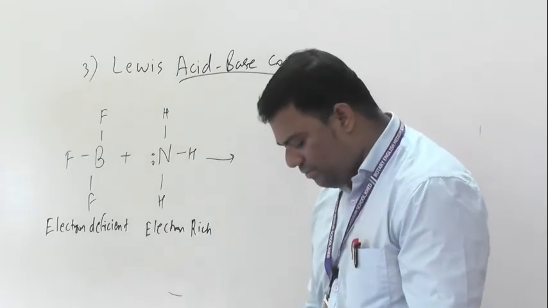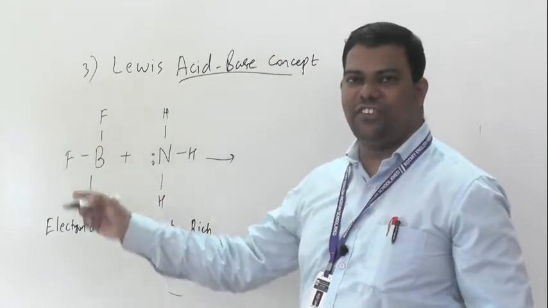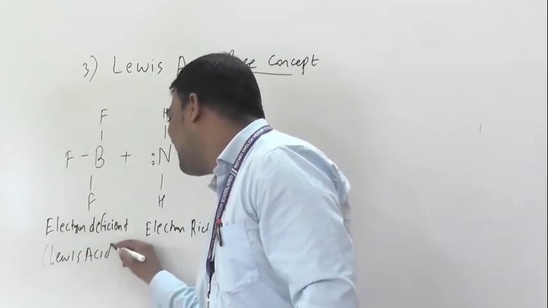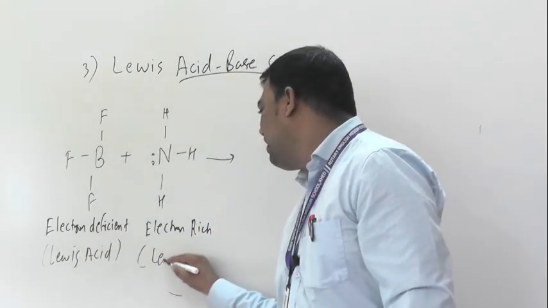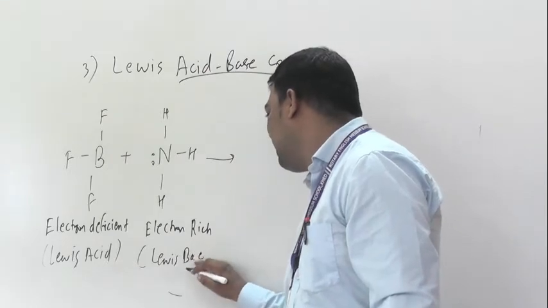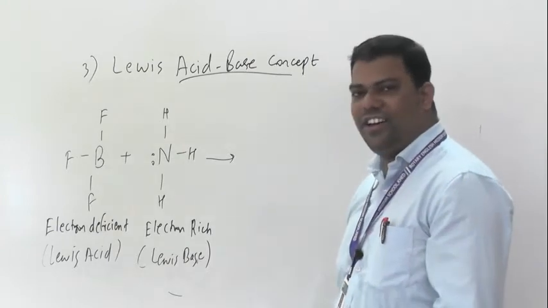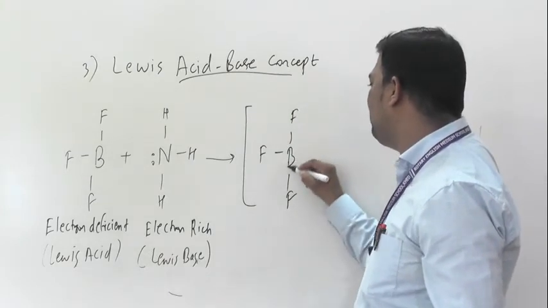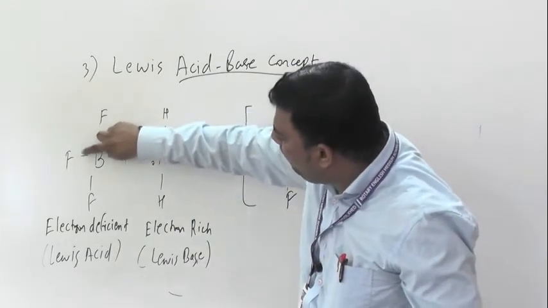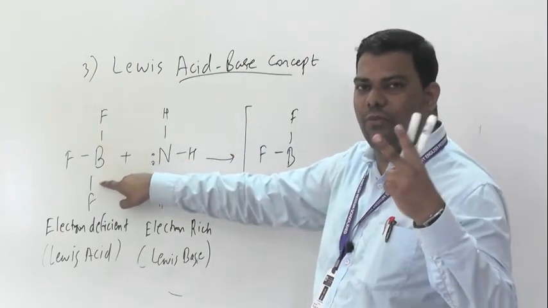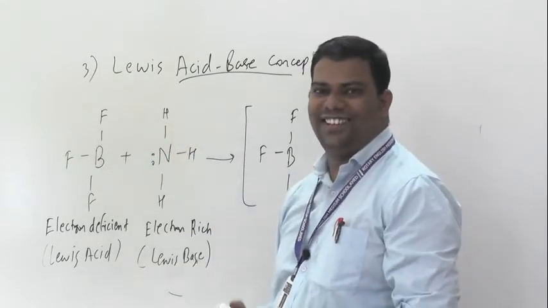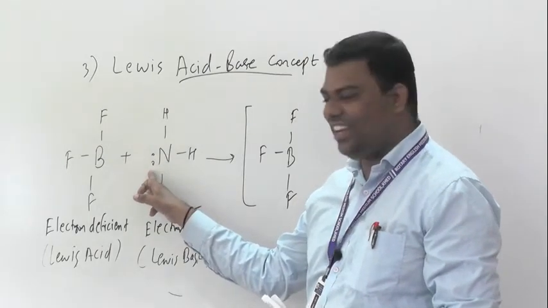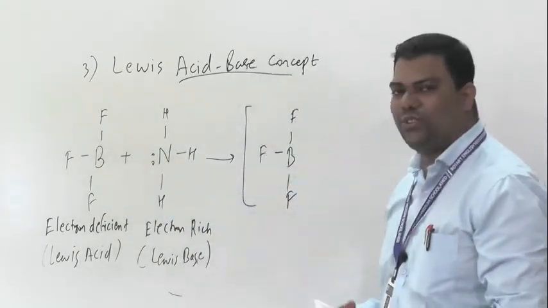From this we can conclude that whatever is electron deficient, we call it a Lewis acid, because it accepts a lone pair of electrons, and the other is a Lewis base. Here, fluorine and boron in the trifluoride want to complete the octet. As we see, 1, 2, 3, 4, 5, 6, so here it wants two electrons to complete its octet. So nitrogen is donating its electron pair. These are acceptors and these are donors, and we call the donor a base.